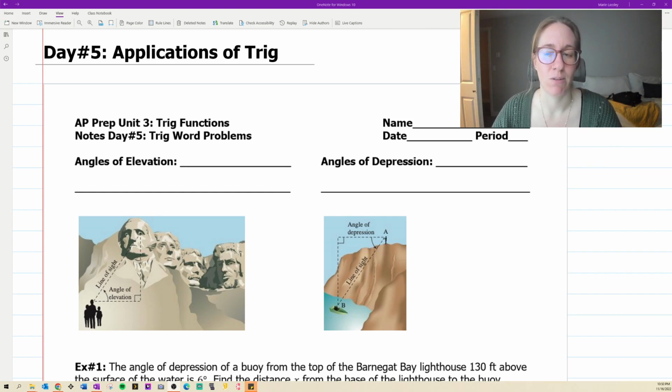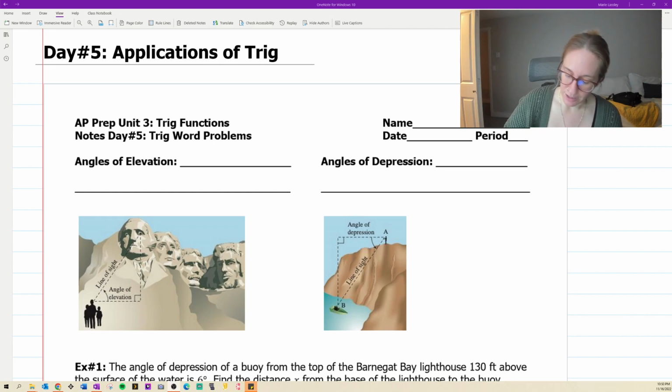just to refresh your brain on what those are. And then we're going to kind of get into it. So hopefully you have your guided notes handout. Now we're just going to start going through these. So the angle of elevation is the angle using the ground as the horizontal line, and it's the angle looking up.